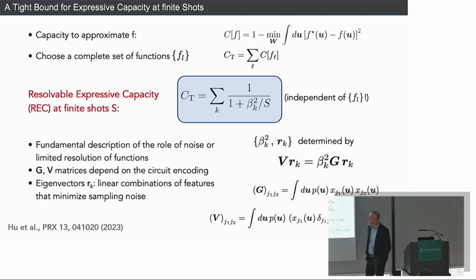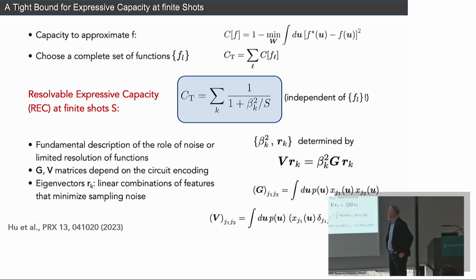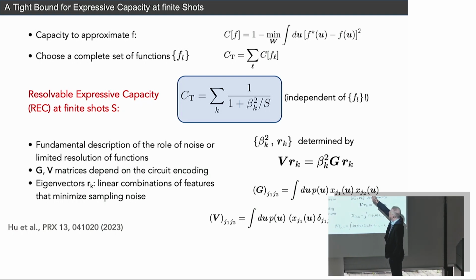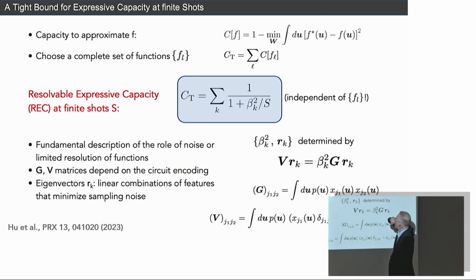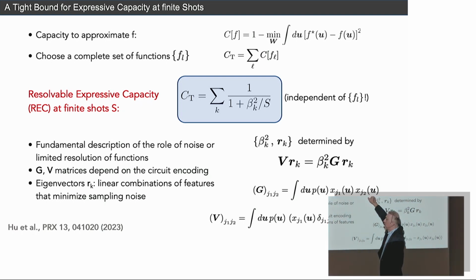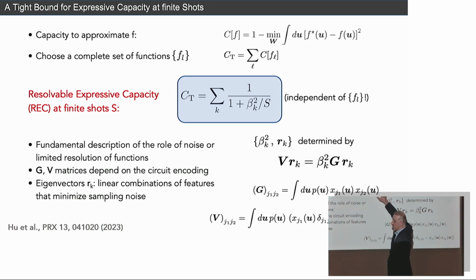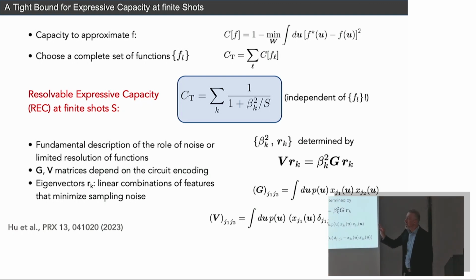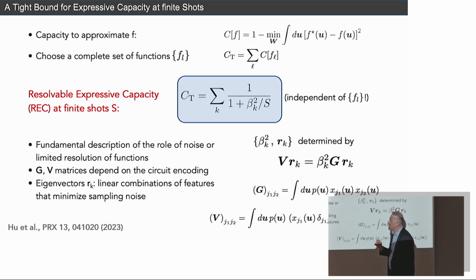Now here's a one-slide summary of the mathematical result that we find very useful. This total capacity, which you can compute for any physical system including a quantum circuit like that, has this form: a sum over 2 to the power L numbers for the L-qubit case. These numbers have the form 1 over 1 plus beta k squared over S. The number of shots enters in this parametric fashion, and the beta k squared are a set of 2 to the power L parameters that characterize your quantum system and the encoding.